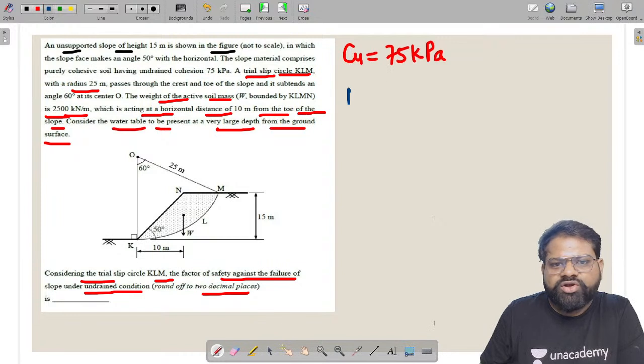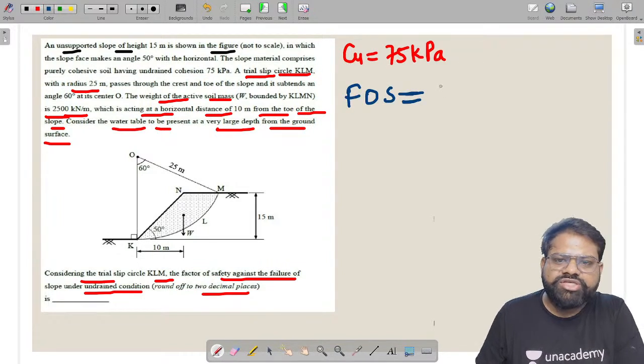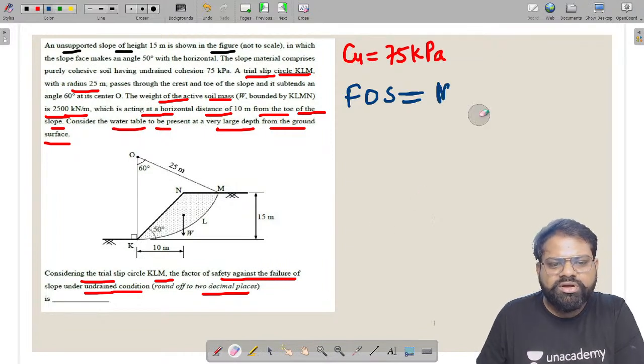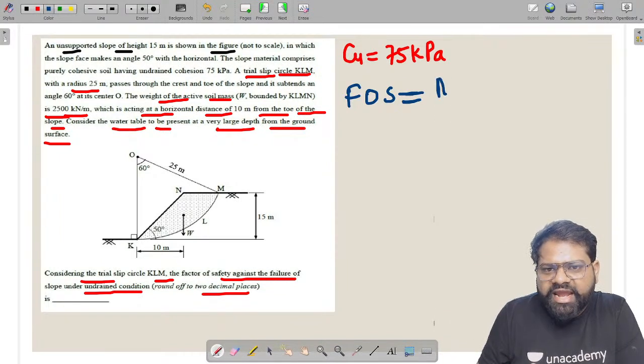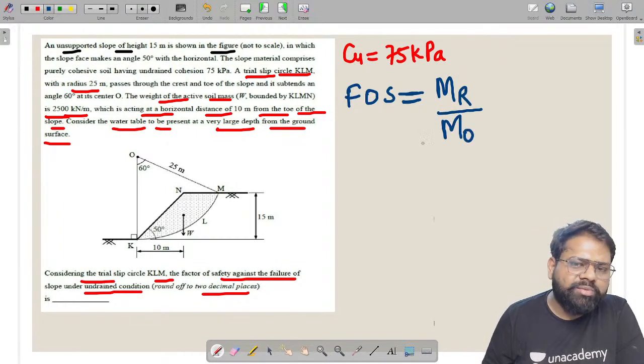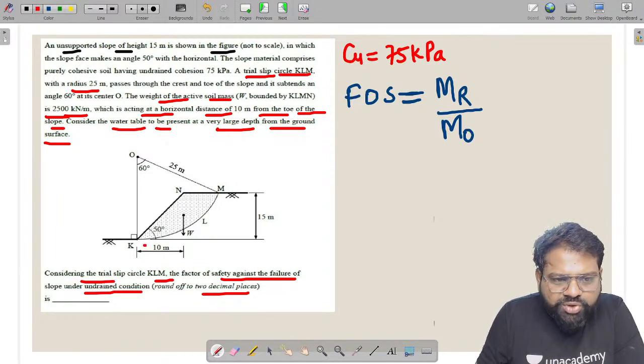As we know, the factor of safety is equal to resisting force. Here we will discuss that the soil will fail due to rotation. So we will write the factor of safety is equal to resisting moment divided by overturning moment. So what is the resisting moment? The thing which resists is nothing but the shear strength of soil, and it will act along this slip surface like this.